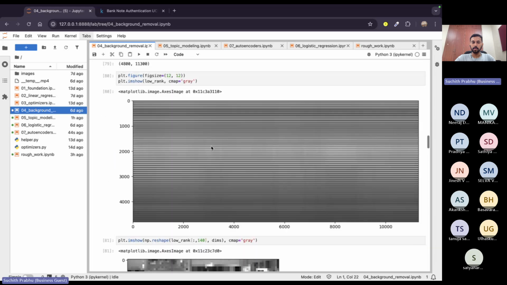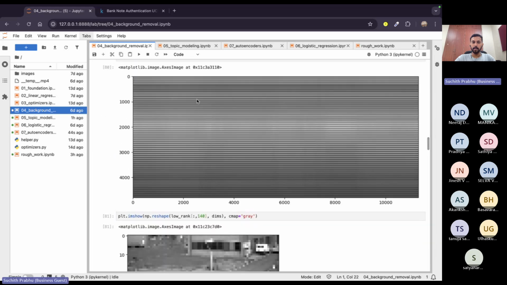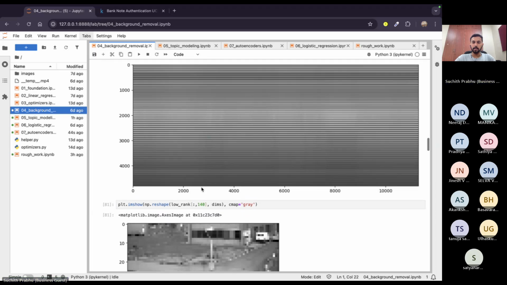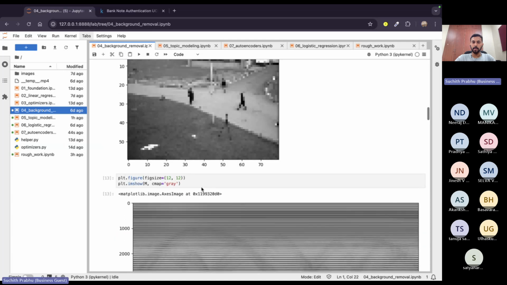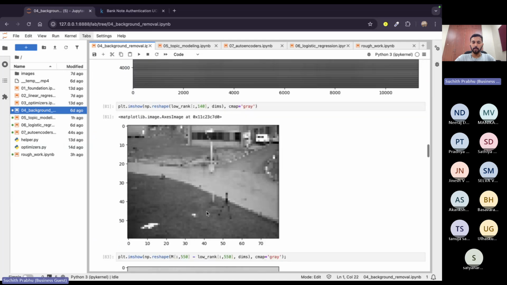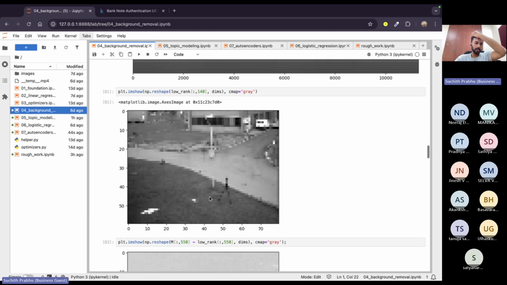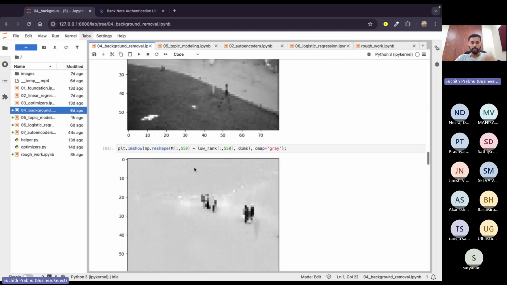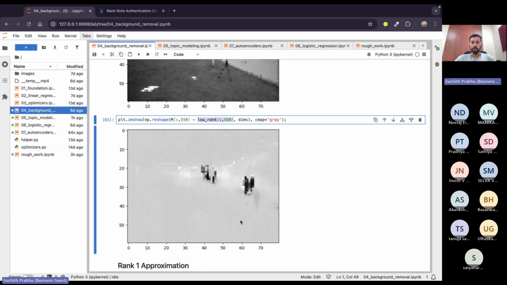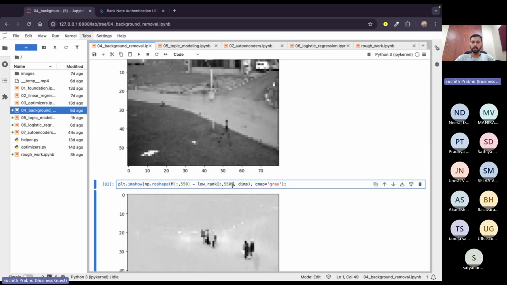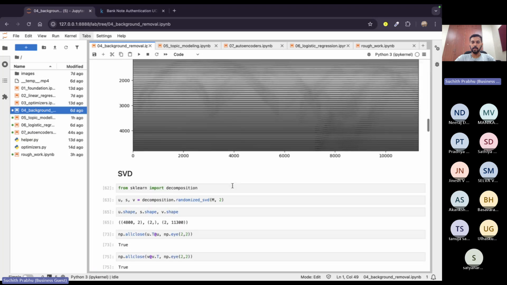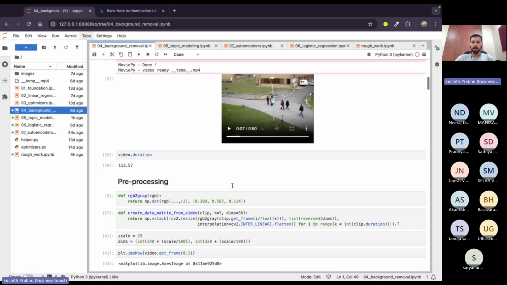We take a column from this, which is an image from a timestamp in that video. When we plot that, we'll see people have been removed from it. And when we take the original image and subtract this low rank approximation, we'll get the foreground as well. So SVD can be used in this manner to separate out the foreground from the background.